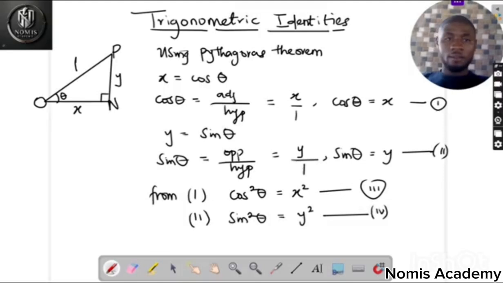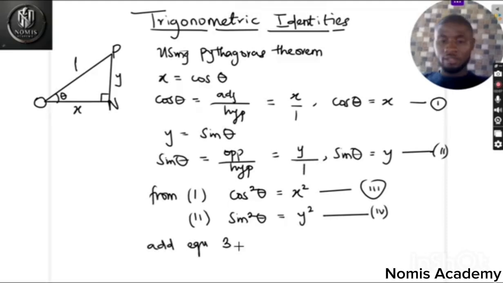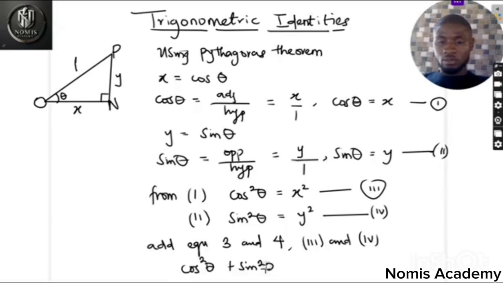Now, add 3 and 4. Add equation 3 and 4. So if I add, I would definitely have cos squared theta plus sine squared theta equal to x squared plus y squared. That is correct. We've not changed anything. We've not changed any identity.